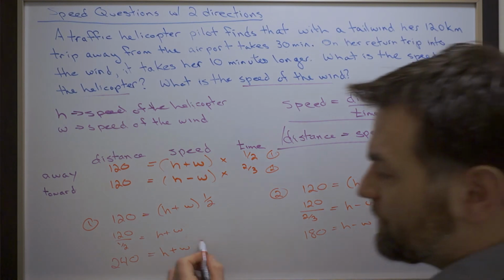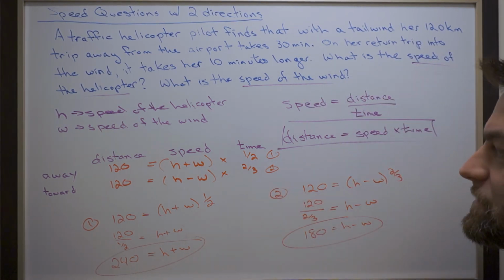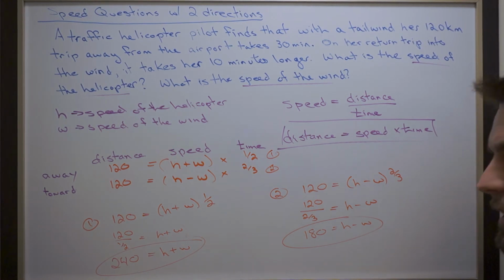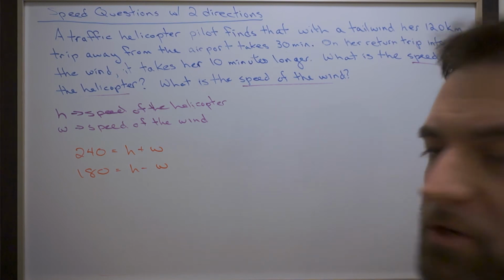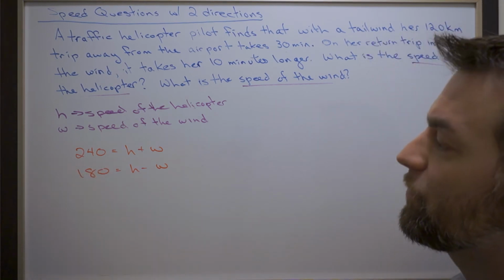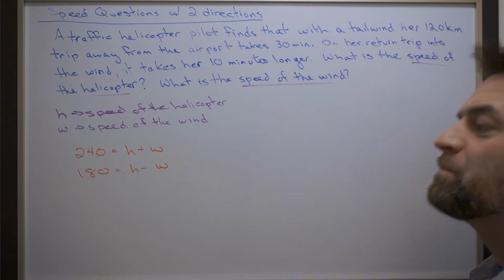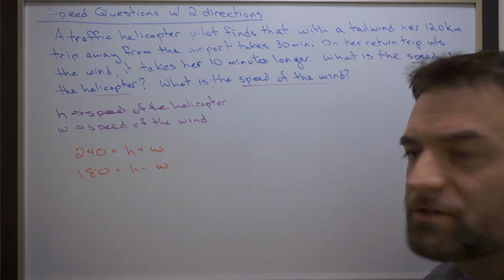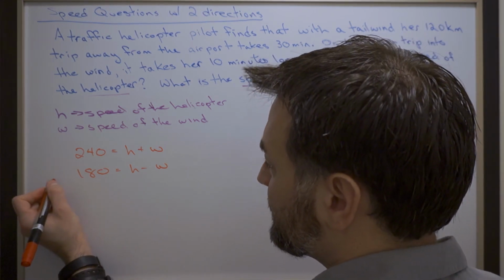So now I have two nice, easy equations to work with, and I'm just going to clear the screen here, and then we'll start off with these two equations. So let's just finish off this question here now. I got 240 equals H plus W and 180 equals H minus W. So those are the two equations. I'm going to use elimination because that looks like it'll be nice and easy.